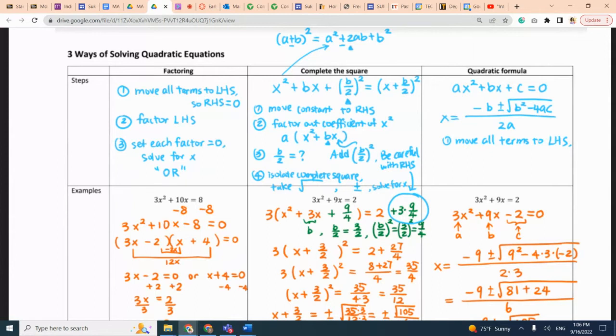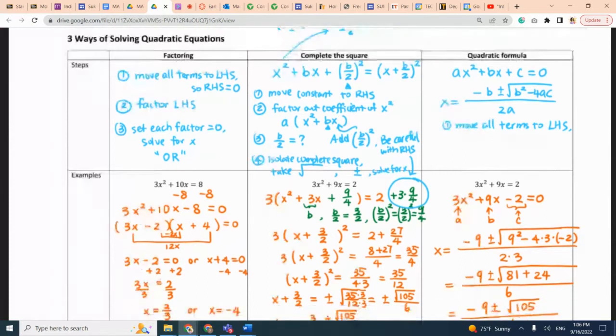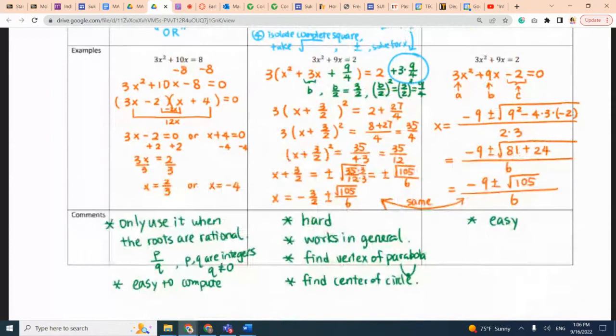Is that okay, everybody? Yes? And we keep going. 81 plus 24 is 105. And this is the answer. And this is easy, okay? Using the quadratic formula is easy. But inside here, you may need to do the calculation and make sure you don't make mistakes.